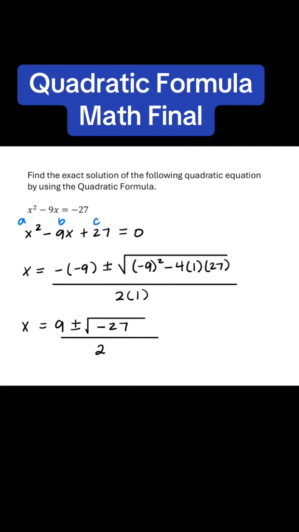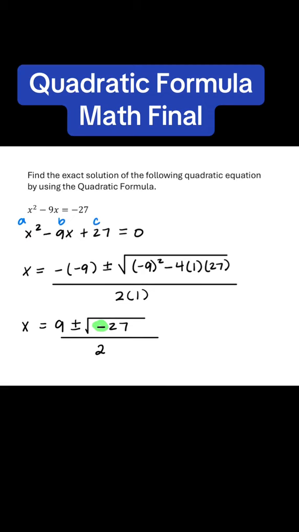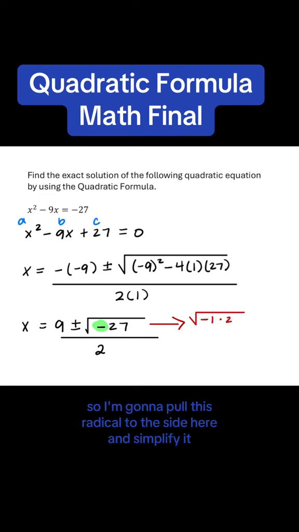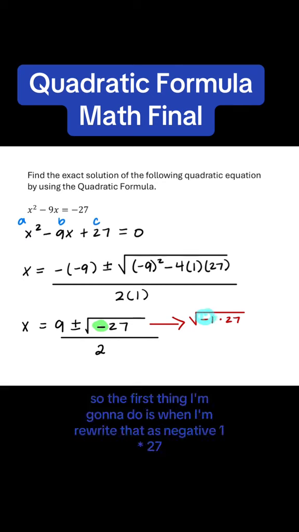So then the only problem is that we have a negative under the radical, and that's a no-no, right? And also, if we can simplify the radical, we're going to make sure we do that. So I'm going to pull this radical to the side here and simplify it. So the first thing I'm going to do is rewrite that as negative 1 times 27. And then if I take the square root of negative 1, pretty sure you've learned in your Algebra 2 class, that's going to give you i. So i is going to come out on the outside.